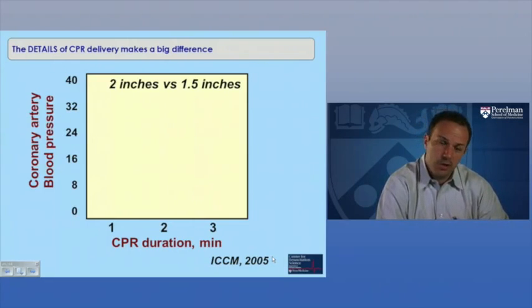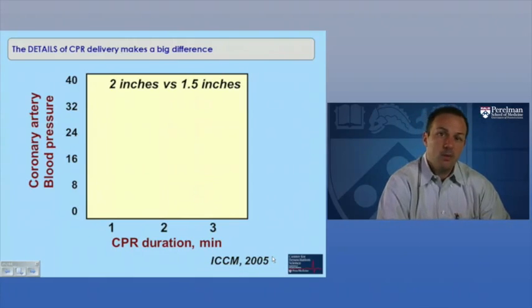And they chose to compare two depths, 2 inches versus 1.5 inches. Now you might wonder why they chose this experimental design. You may recall that in 2005, the guidelines said it was okay to compress between 1.5 and 2 inches. So according to guidelines just a little while ago, both of these would be acceptable. They asked a very simple question, is that true?